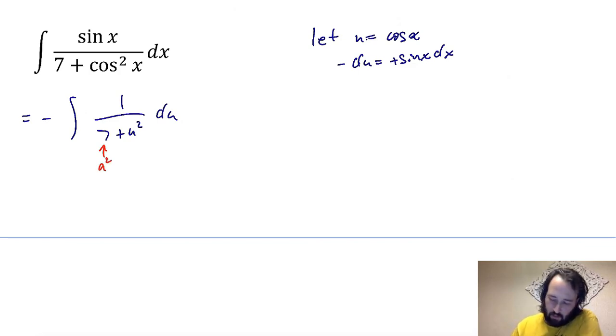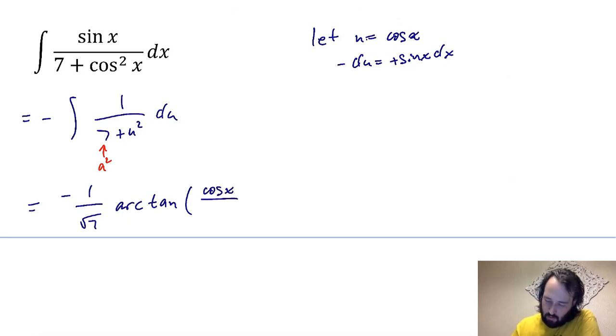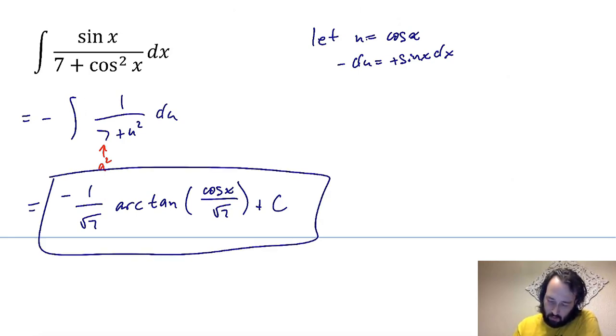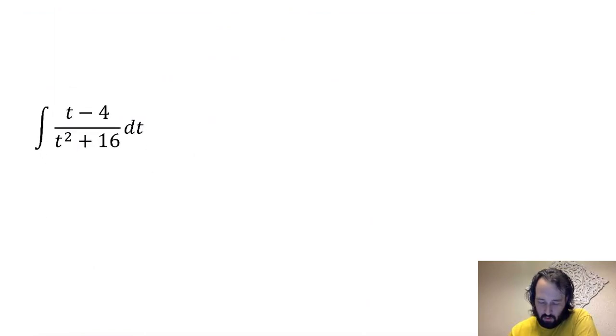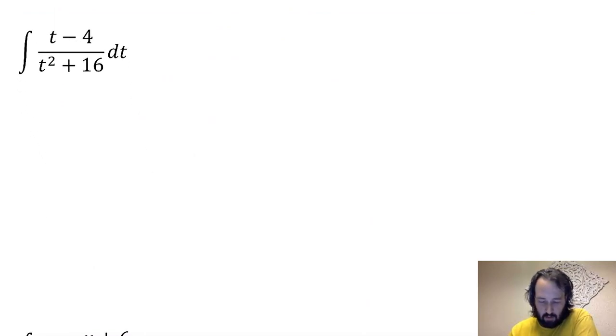All right, so this is still going to come out as arctangent, but it's going to be negative 1 over root 7 arctan of u over root 7, which u was cosine of x, over root 7 plus c. And that would be my answer right there. So these really should be pretty straightforward once you get the rules down.